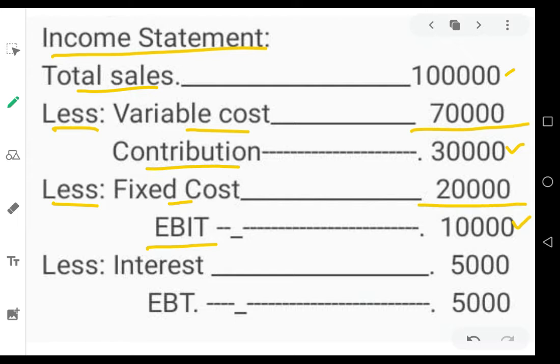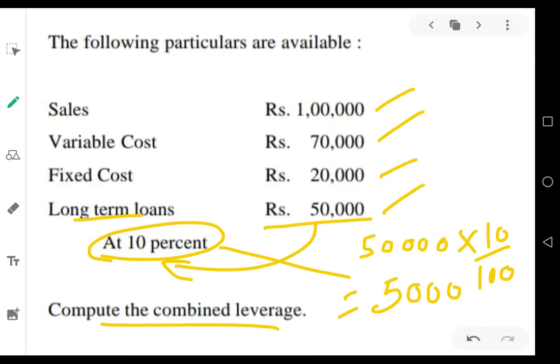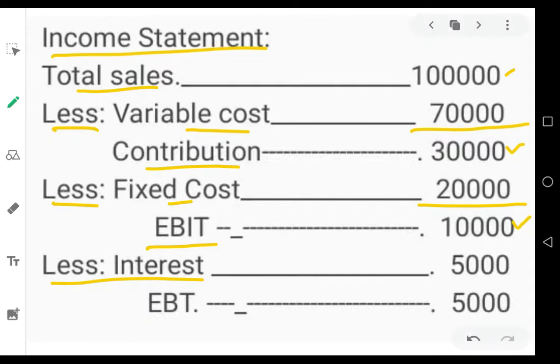Now we are supposed to subtract our interest component, less interest. Just now we have seen in the question that the company has a long-term loan of rupees 50,000 at 10% interest rate. We just calculated 5,000 rupees. That interest component 5,000 should be subtracted from here. Then you get the last item, EBT, earnings before tax, 5,000 rupees. 10,000 minus 5,000, so you get 5,000. So this is the simplest form of preparing an income statement.